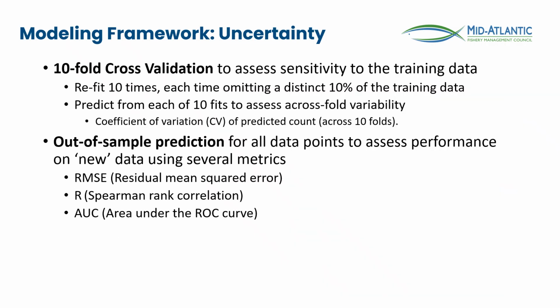In order to quantify uncertainty in the predictions of the model, or its sensitivity to the data that's been used to train it, we carry out a tenfold cross-validation procedure that involves refitting and predicting for the model 10 times, each time omitting a distinct 10% of observations from the dataset. And from this, we obtain a coefficient of variation that reflects the variability in predicted counts for each grid cell across all 10 model folds. This also allows us to assess out-of-sample predictive performance across every observation in the dataset.